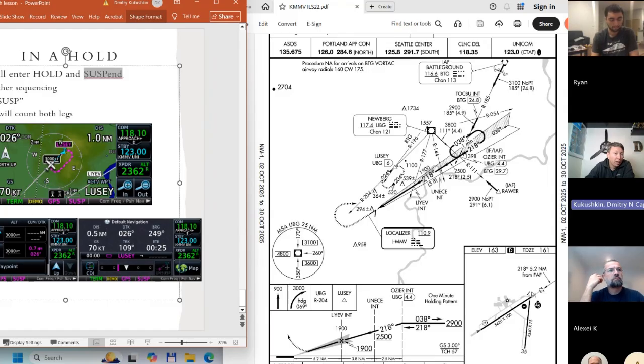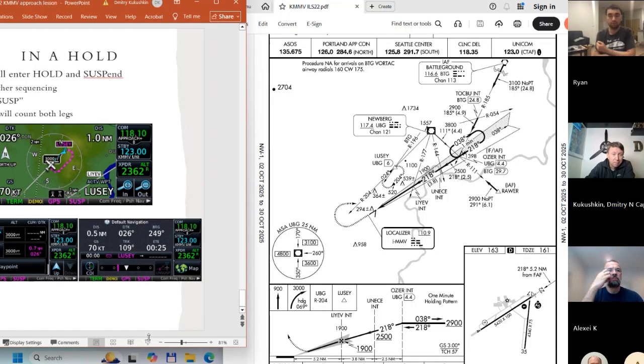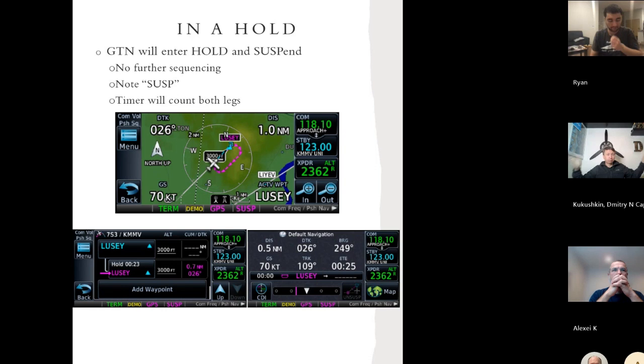The hold will count the time on each leg, inbound and outbound. And unless you decide otherwise, the GPS will continue to sequence you in that hold without any changes. And that's how the approach ends. This is where you take the time to decompress. If you have autopilot, let it fly the hold for you and just take the time and chill. Well, we're done.